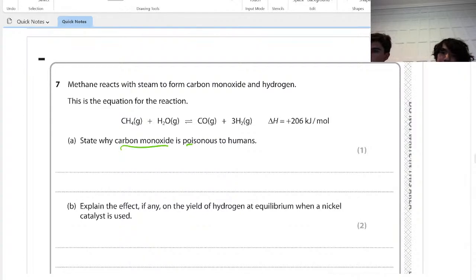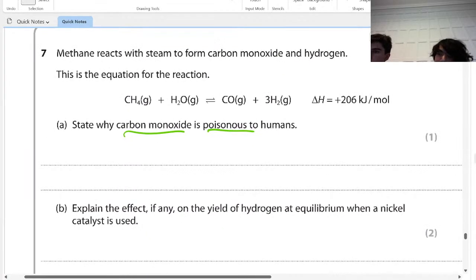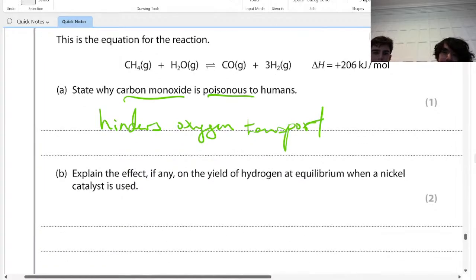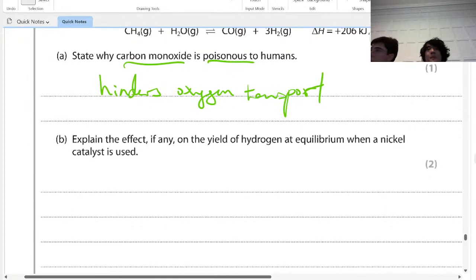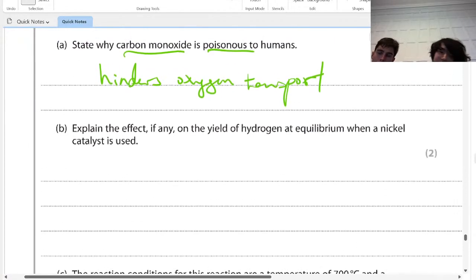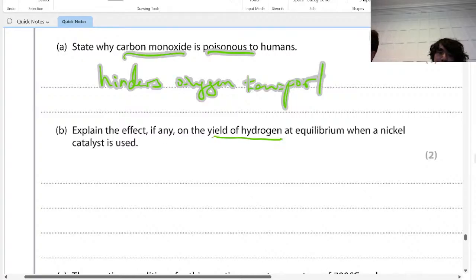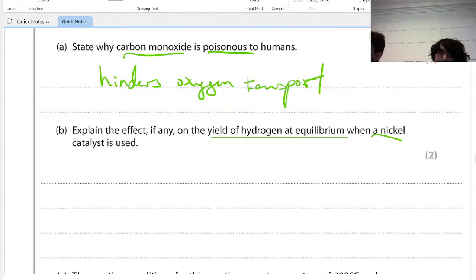Right, so carbon monoxide. Why is carbon monoxide poisonous? Carbon monoxide hinders oxygen transport. So just write something along the lines of that. You can also write that it binds hemoglobin better than oxygen. Next: explain the effects on the yield of hydrogen when a nickel catalyst is used.